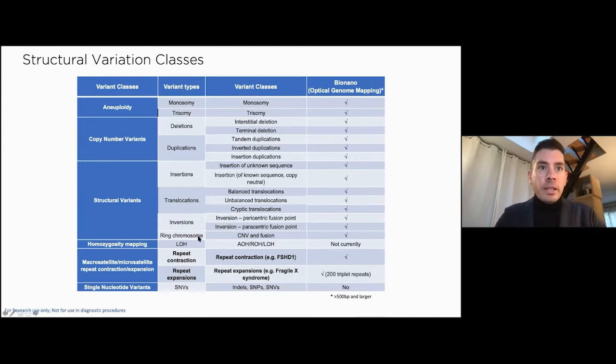We can detect, of course, repeat array expansion and contraction. And while we outperform NGS for the detection of structural variation, there is still some complementarity between the two approaches, as we do not provide you the ATGCs because we are not sequencing based. So single nucleotide variants and very small indels of a few base pairs would be reported by sequencing.